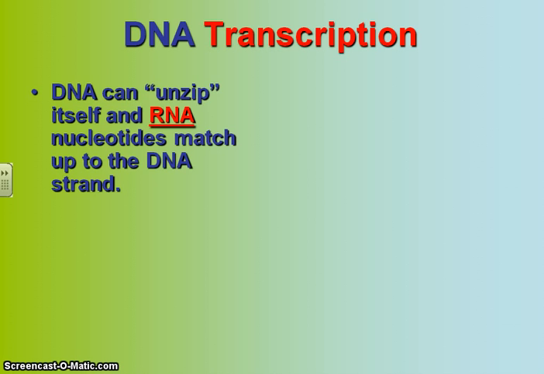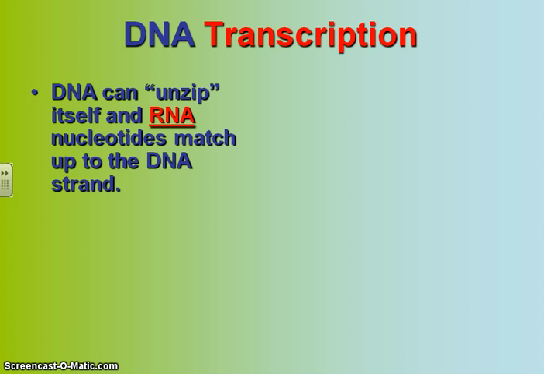DNA can unzip itself. What does that mean when I say unzip? Take apart what? The 2 sides of the double helix, which we call, from your quiz, complementary strands. So unzipping means separating the two complementary strands of the DNA double helix. So that's unzipping itself. And then RNA nucleotides match up to the DNA strand.